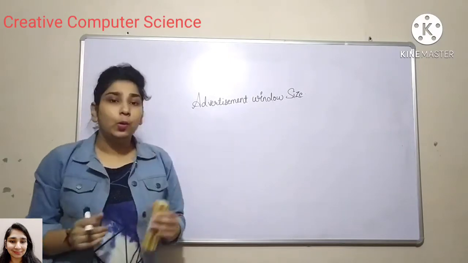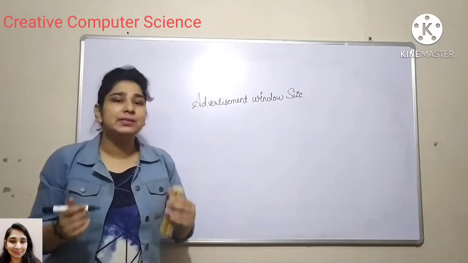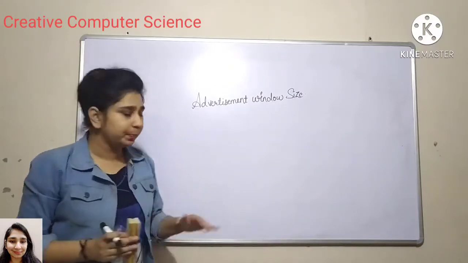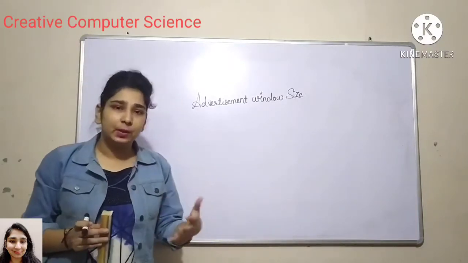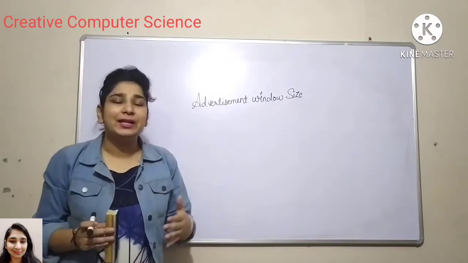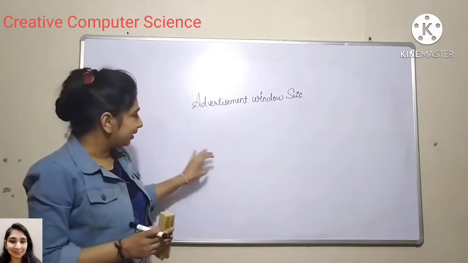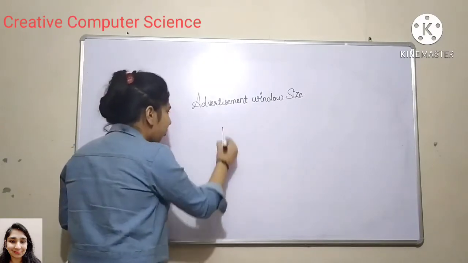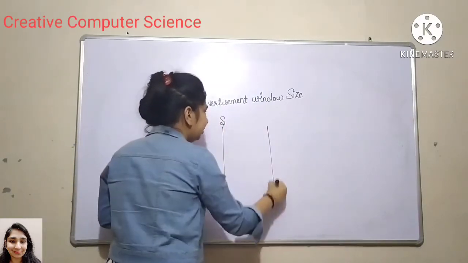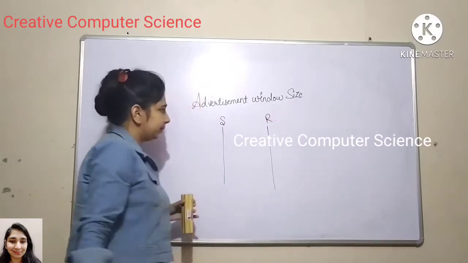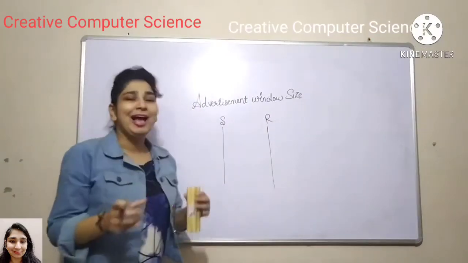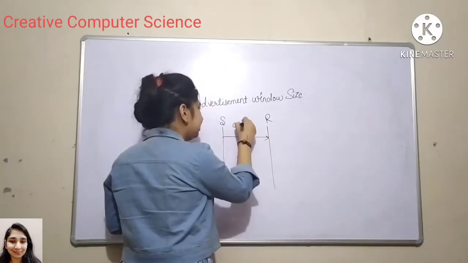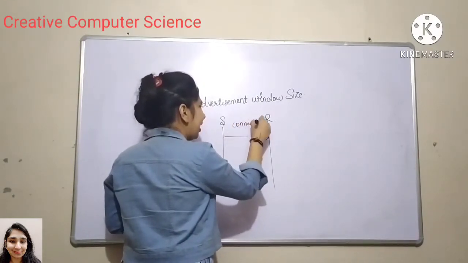When sender and receiver are going to establish a connection, before transmitting the actual data, firstly they will establish a connection. Let's suppose this is a sender, this is a receiver. So we have basically three steps. First one is connection establishment.